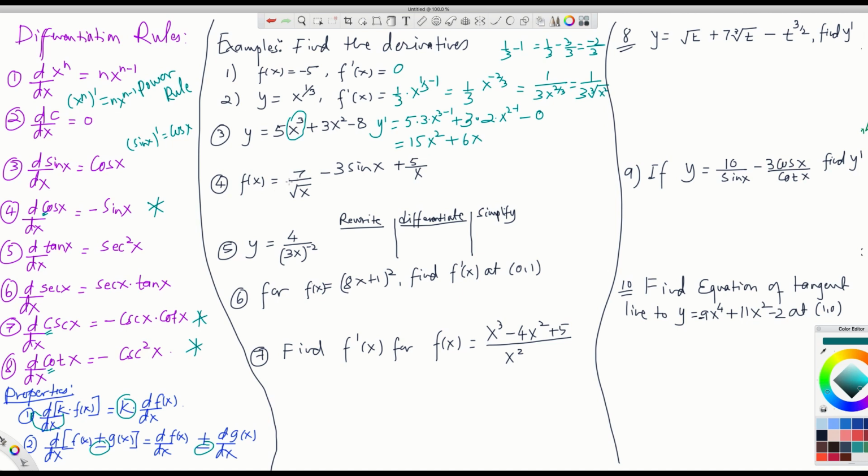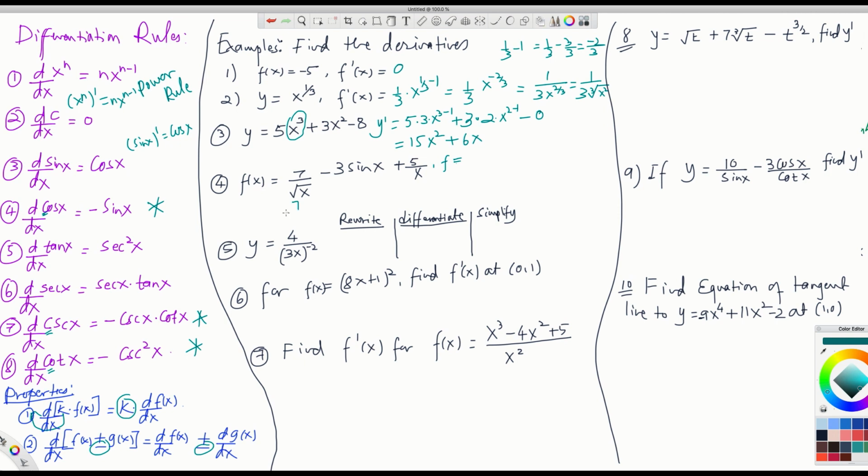Okay, how about this one? Number 4. So here f prime will be, by the way, before I find out the f prime, what I want to do is I want to simplify this, okay? I have to simplify and write in the formula ready form, so that I can use the formula directly. How much is this?